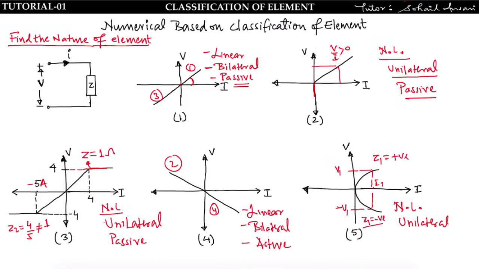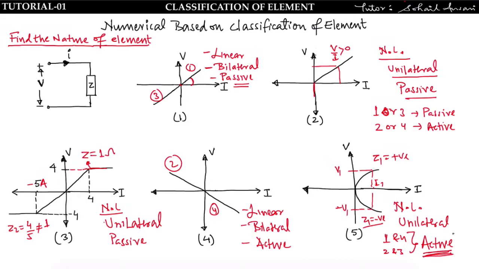Now talk about active and passive. I told you earlier that if the graph lies in the first or third quadrant, it means passive. And if the graph lies in the second or fourth, that means active. What will happen if the graph lies in the first and fourth, or second and third? Then also it will behave like an active element, passive plus active. In this case this part is passive, and in this part it is active, so overall the element is active. Remember this.